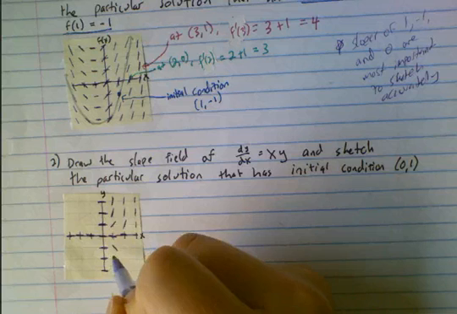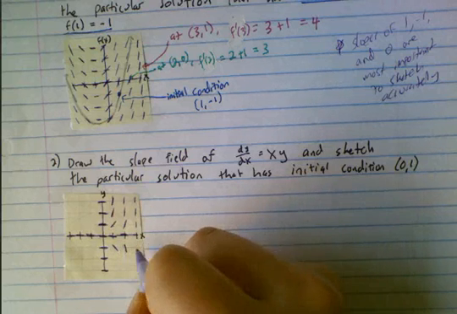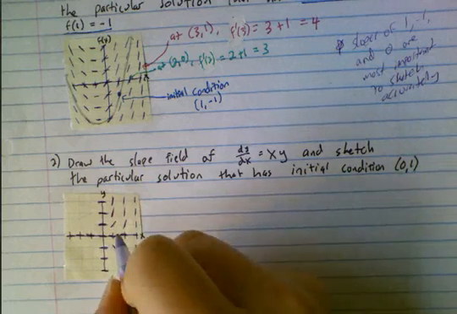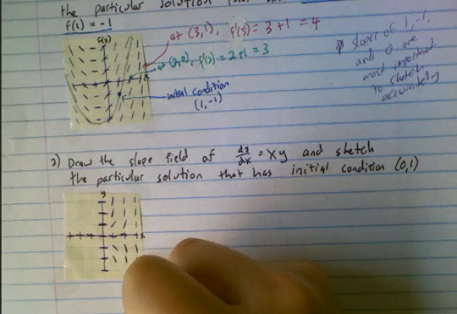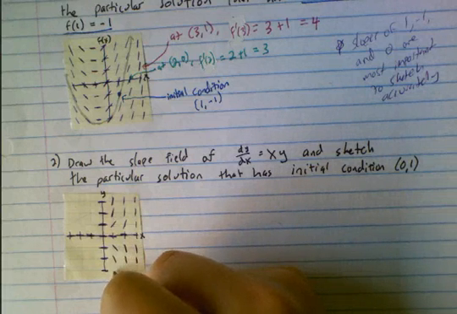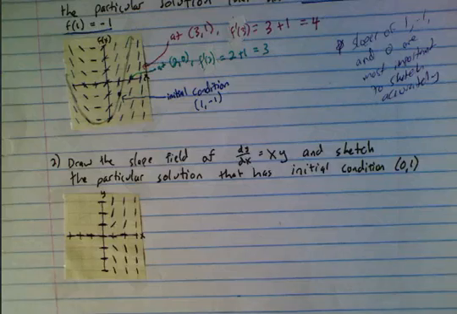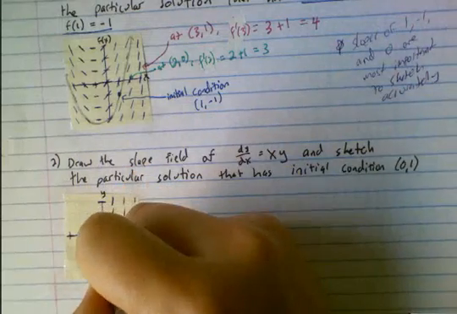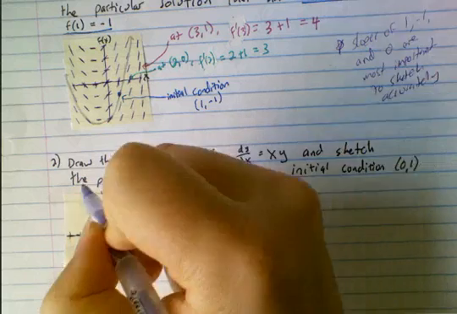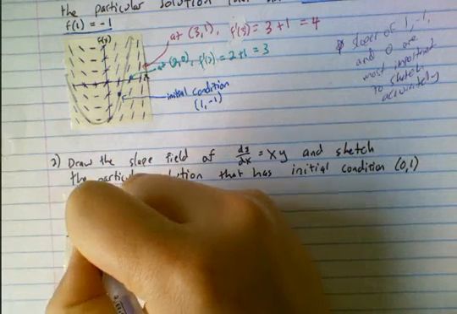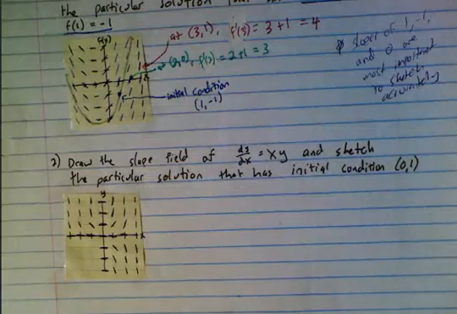1 times -1 is -1. 2 times -1 is -2. 3 times -1 is -3. 1 times -2 is -2, -4, -6. -3, -6, -9. Okay, so -1 times 1 is -1. -1 times 2 is -2, -3. -2 times 1 is -2. -3, -6, -9, and so on.